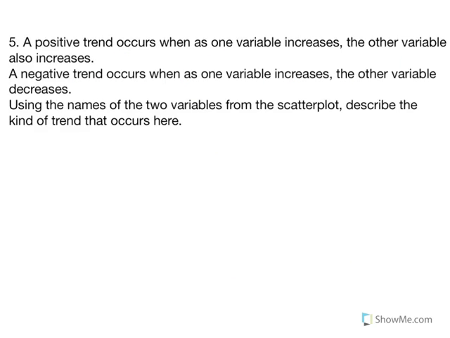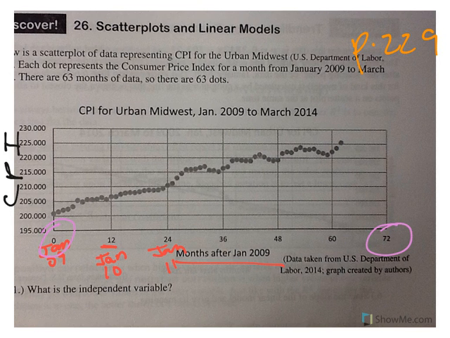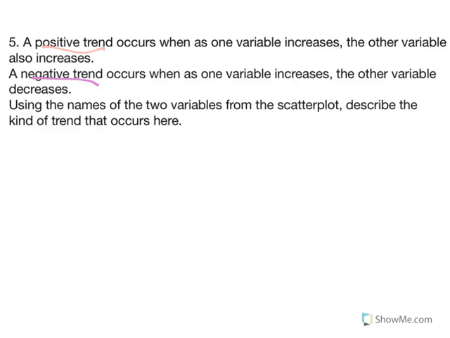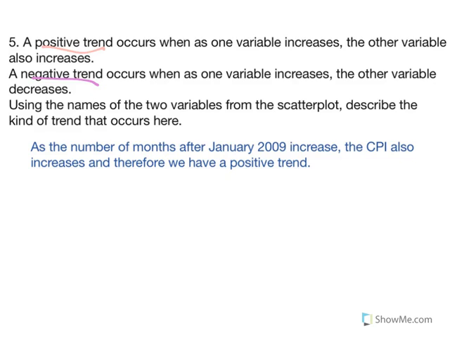Now, number 5 talks about a positive trend, when as one variable increases, the other variable also increases. A negative trend is when one increases, the other decreases. And using the names of the two variables from this scatter plot, describe the kind of trend. Well, if you look at it, as the months increase, also the CPI increases. So my sentence could be, as the number of months after January 2009 increase, the CPI also increases, and therefore we have a positive trend.